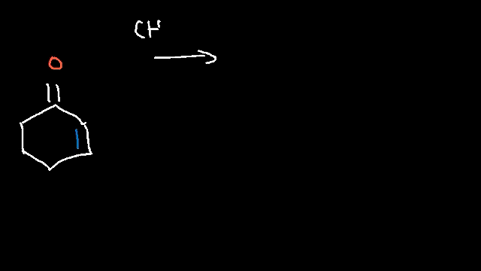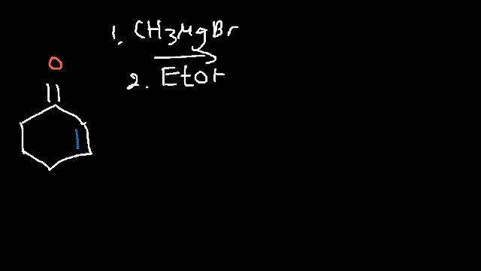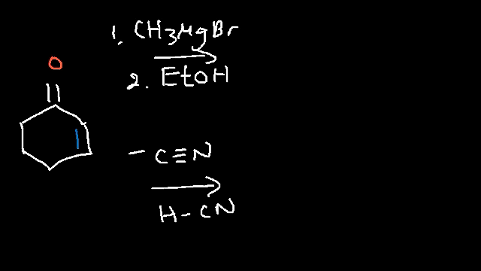Now, what do you think is going to happen if we have an alpha beta unsaturated ketone, and if we react it with a Grignard reagent, and also, let's use cyanide. What do you think is going to happen?